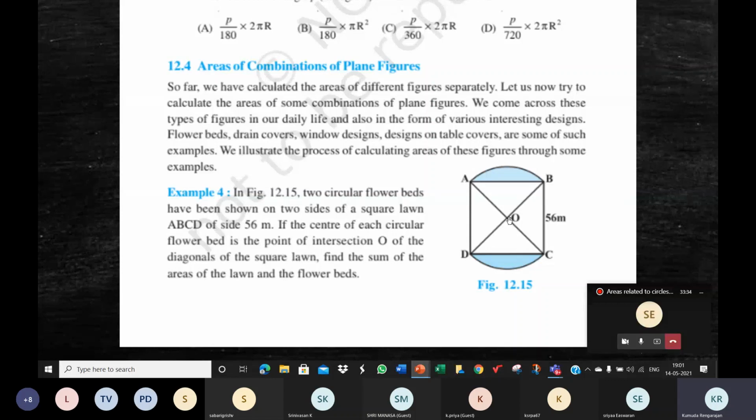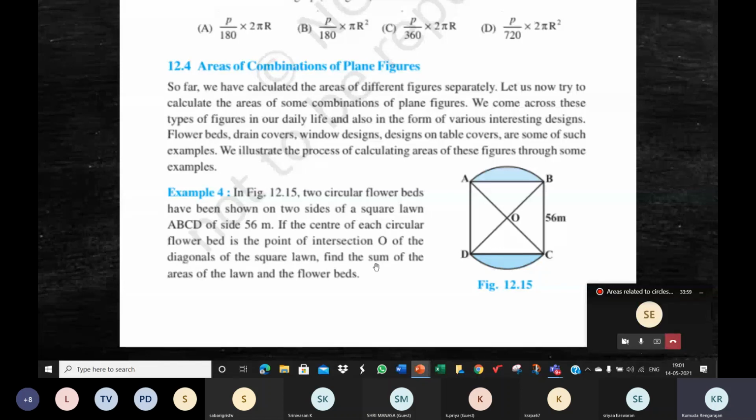So you need to first find the radius of the circular flower beds. Once you find the radius, any question can be answered, because you know the side of the square and you know the radius of the circle. Now, the center of each circular flower bed is the point of intersection O, of the diagonals of the square lawn. Find the sum of the... what is the question?